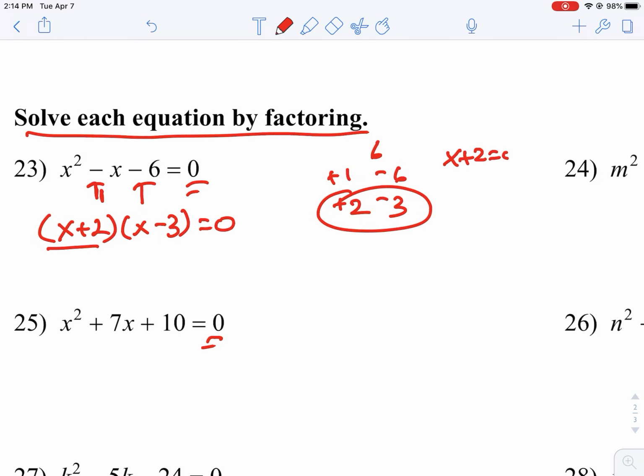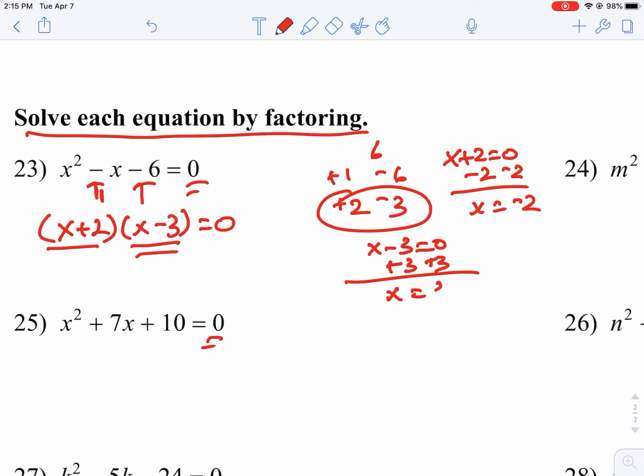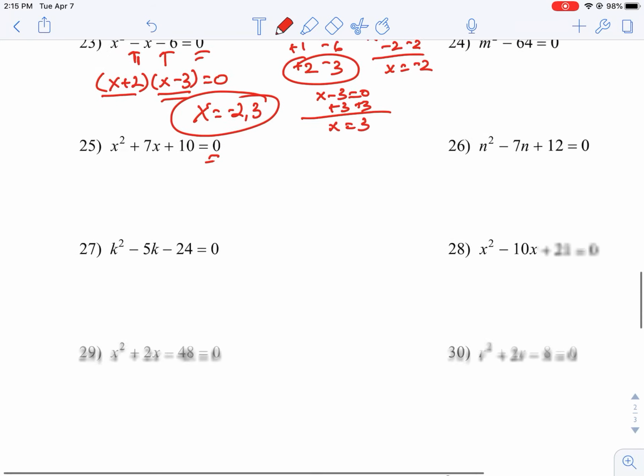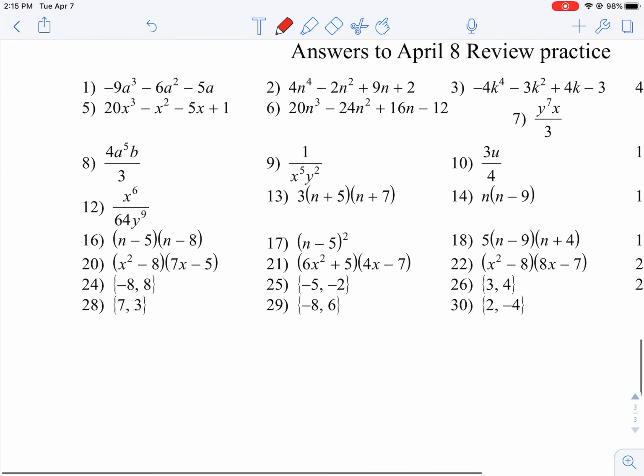Set that equal to 0 and solve. X plus 2 equals 0, so x equals negative 2. And then set that one equal to 0 and solve. X minus 3 equals 0, so x equals 3. So my answer is x equals negative 2 and 3.